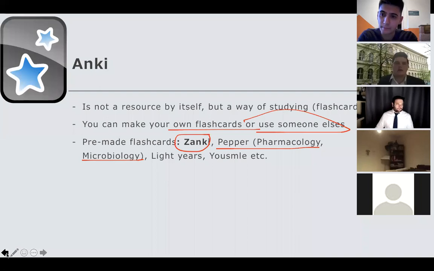That's definitely not going to take you anywhere. Yeah. Okay. You need high yield material, very well presented.